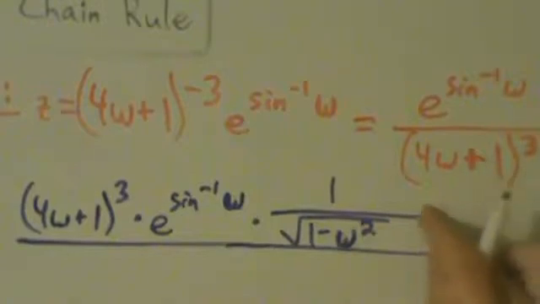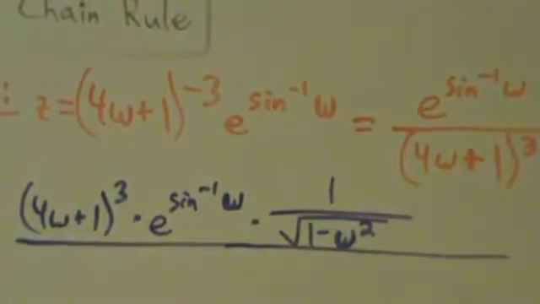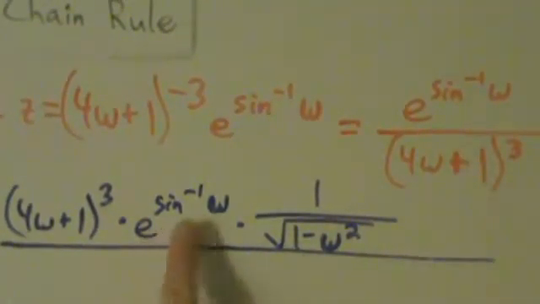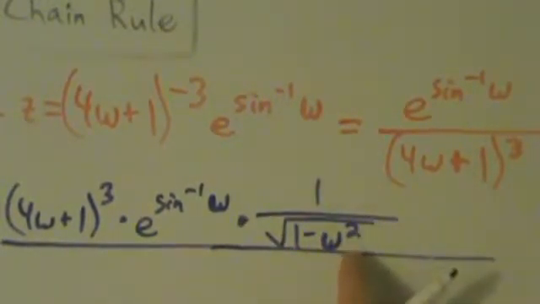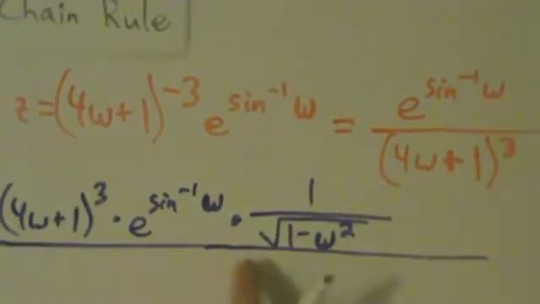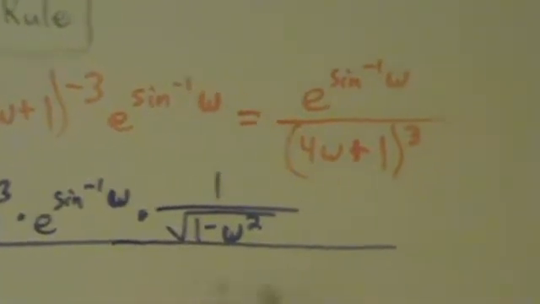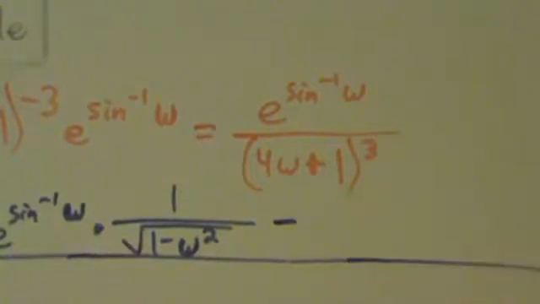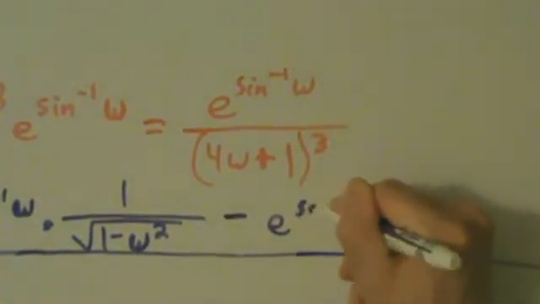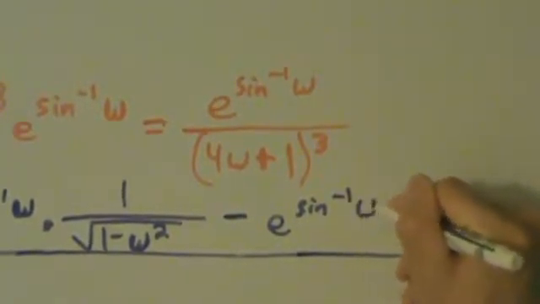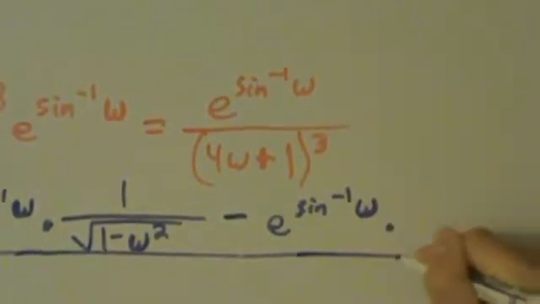Alright, so that's from the chain rule. Remember, the chain rule says the derivative of e to a thing is just e to that thing times the derivative of that thing. So that's where this 1 over root 1 minus w squared comes from. Okay, so that's bottom times derivative of the top. Now we do minus the top times the derivative of the bottom. So this is minus the top. Now we multiply by the derivative of the bottom.